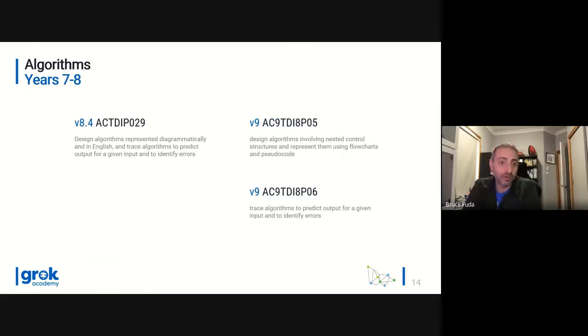Now, if we look at the algorithm side of things, you can see here the old algorithm content description for year 7 and 8 in version 8 was: design algorithms represented diagrammatically and in English and trace to predict output to identify errors. Those have been separated, and because they've been separated, we can now, instead of using language like diagrammatically and in English, specifically call out things like flowcharts, pseudocode, and mention the nested control structures that are an expectation at year 7 and 8.